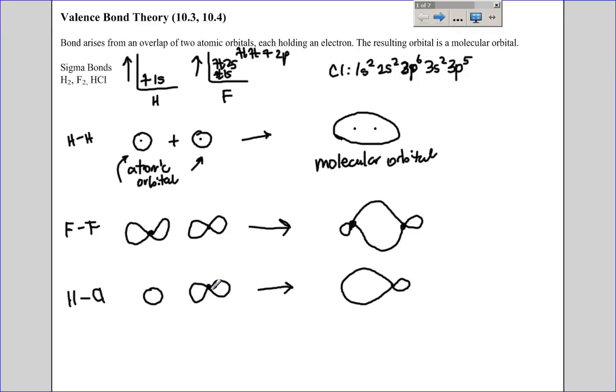The nuclei from chlorine was here, so the nuclei from chlorine is going to be here in this molecular orbital. The nucleus from hydrogen is here, so the nucleus from hydrogen is going to be somewhere over out here. The pair of electrons that are being shared are going to be found somewhere in this space.